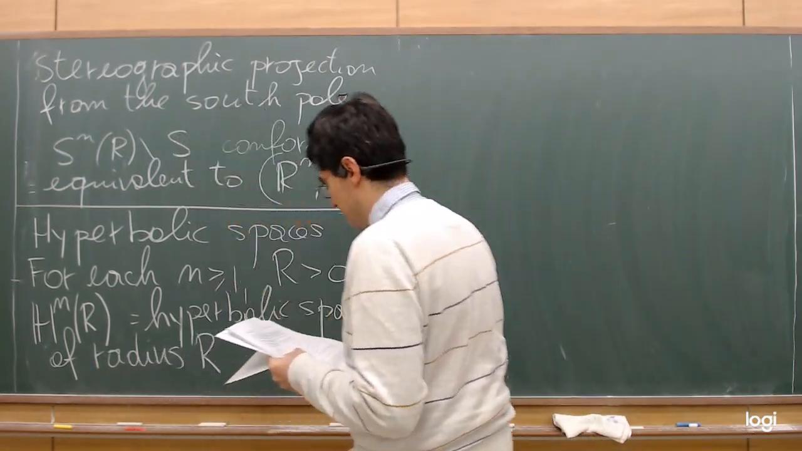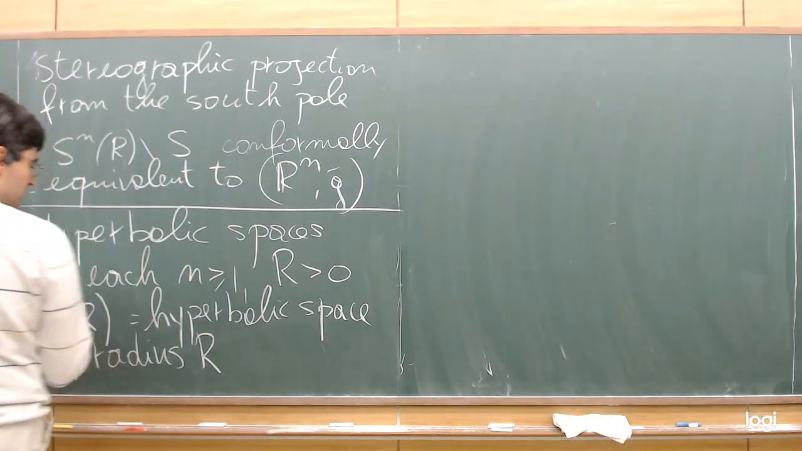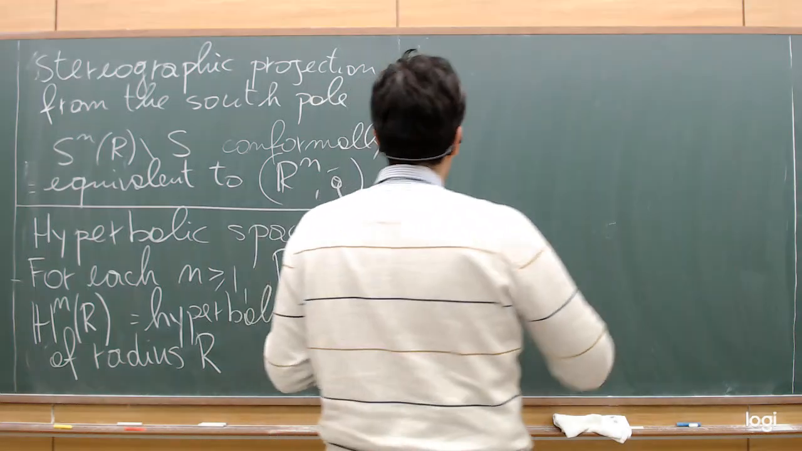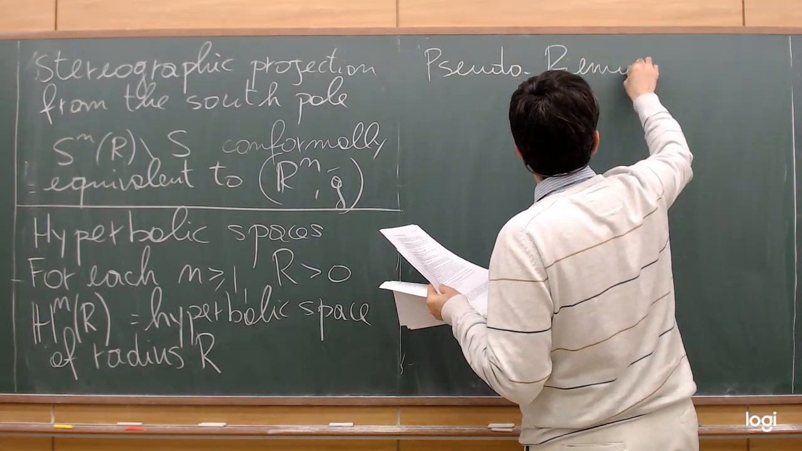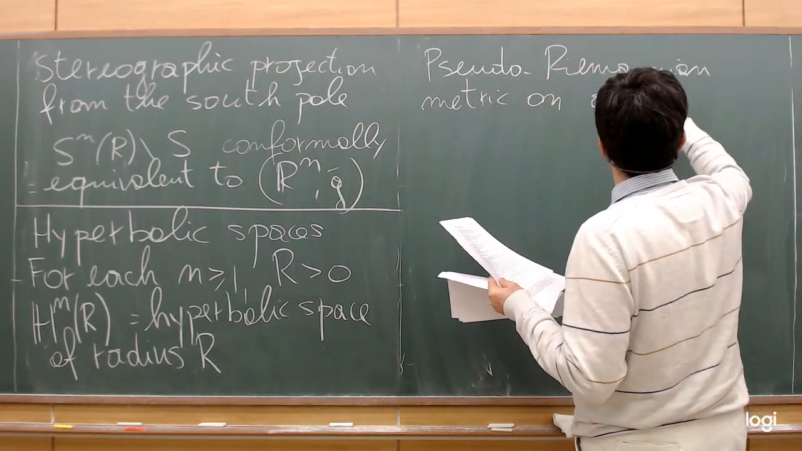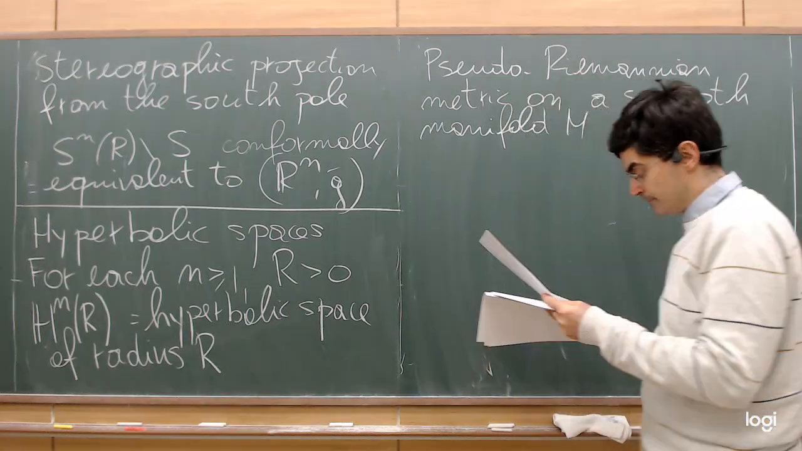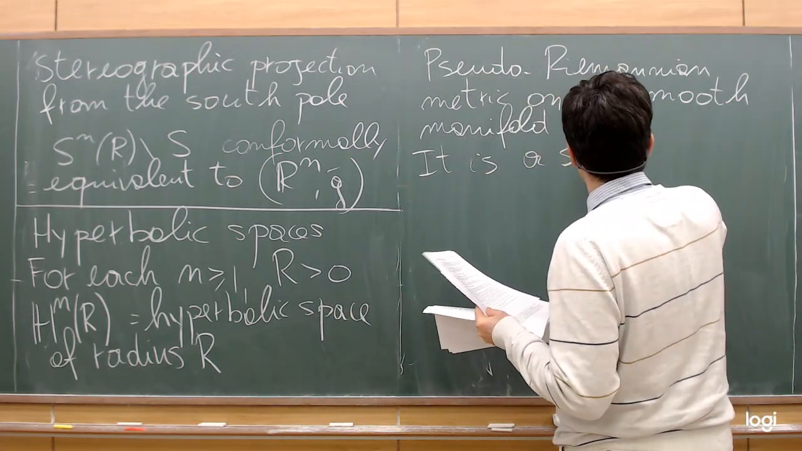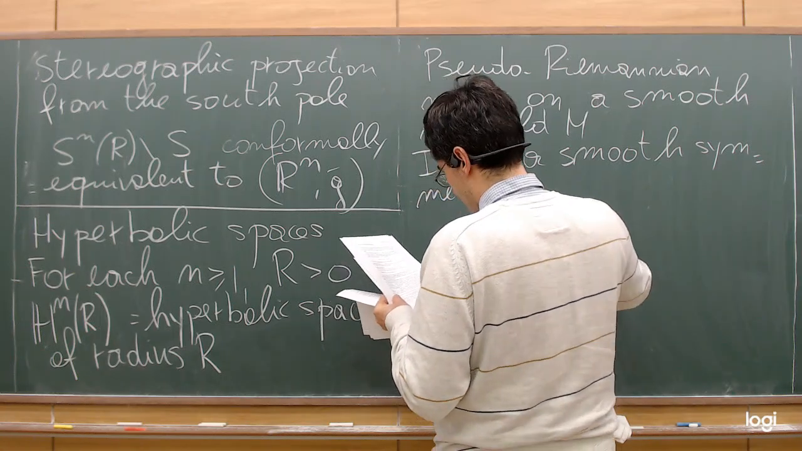In order to provide you with the definition of this new manifold, I have to tell you what is a pseudo-Riemannian metric on a smooth manifold M. This is a smooth symmetric two tensor.